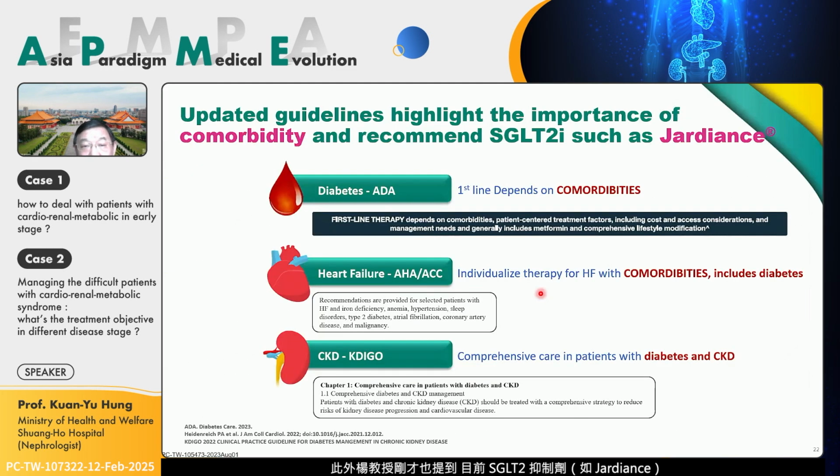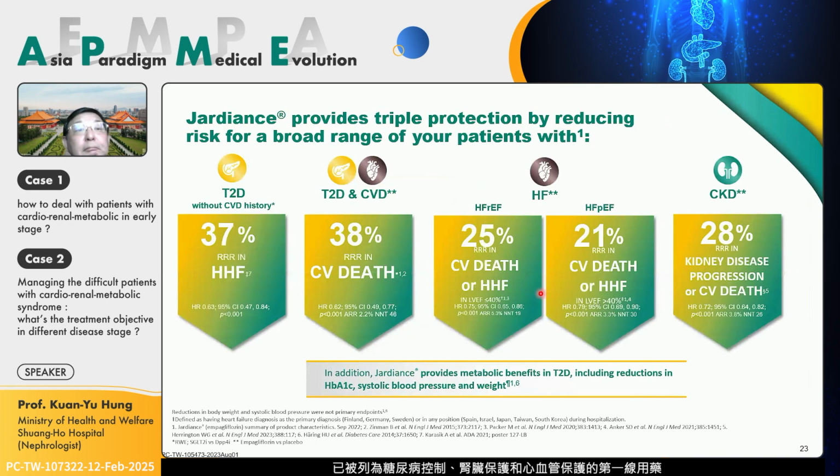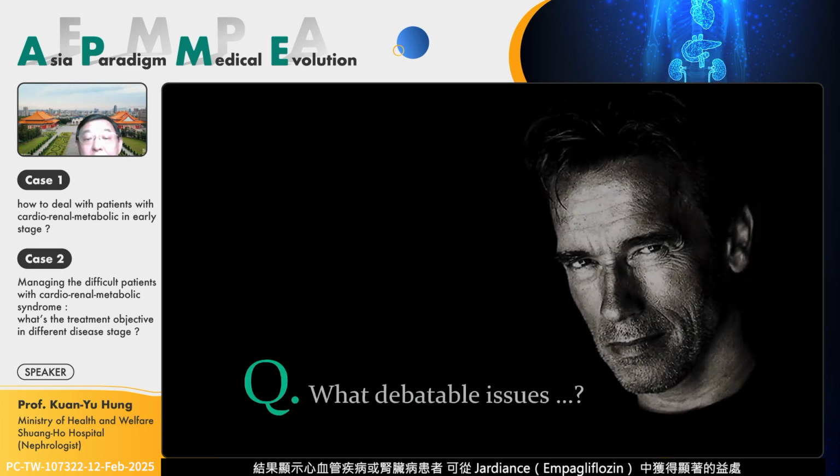And Professor Yang has just shown you this slide also before, that now the SGLT2 inhibitors, such as Jardiance, have been listed as the first-line agent for diabetes control, for renal protection, and for heart protection. It is based on many landmark trials or milestone studies indicating that patients with heart disease or renal disease could benefit from Jardiance.